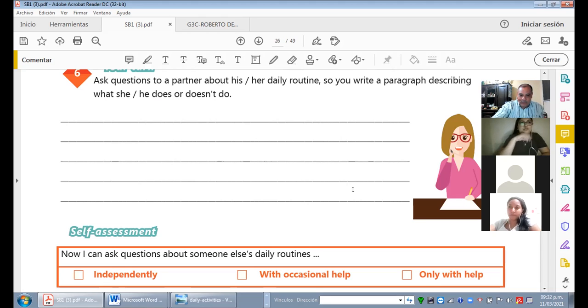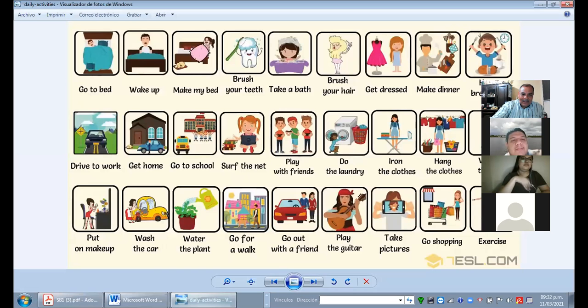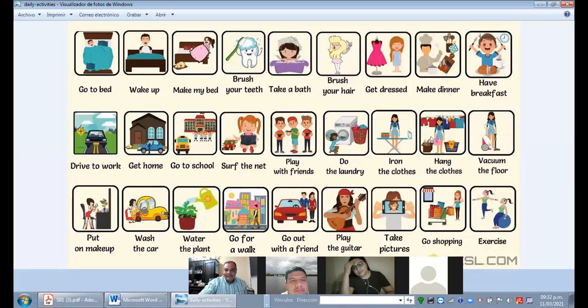Yes. Okay, very good. Now, do you remember this? Yes, to refresh your memory. Okay, so go to bed, wake up, okay? Solo para que las repasen, ¿ok? Acuérdense que si, por ejemplo, yo tengo que utilizar este vocabulario para que no se me olvide, ¿ok? Very good. Ok, bien.